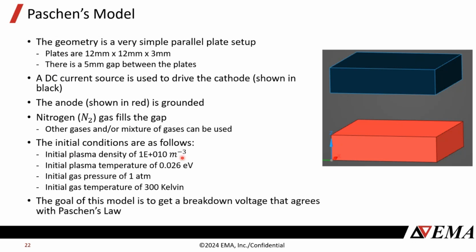The initial conditions are shown below. The main point here is that our gas was initialized at atmospheric pressure at 300 degrees Kelvin. And the goal of this model is to be able to get a breakdown voltage that agrees with Paschen's law. For anyone that's unfamiliar with Paschen's law, it's simply an equation that tells you what the minimum breakdown voltage of a gas is going to be for a given pressure and gap distance.